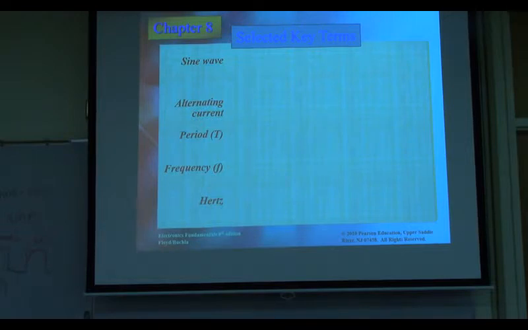Period, we know that, right? And frequency: how many periods are in 1 second? How are these two related? F times T equals 1. Hertz. What is Hertz? It's the unit for frequency. Okay. So Hertz is the unit for frequency.